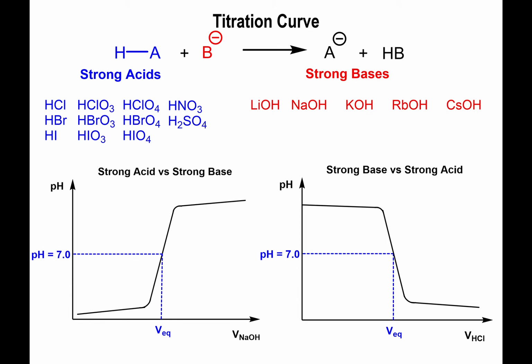And the same thing is true if you do it backwards. If you start with a strong base and you titrate it with a strong acid, and notice the difference here, this is now volume of HCl being added as opposed to hydroxide. The curve looks almost like a mirror image of the first one. The pH still will be equal to 7 at the equivalence point, so long as both the acid and the base are strong to begin with.